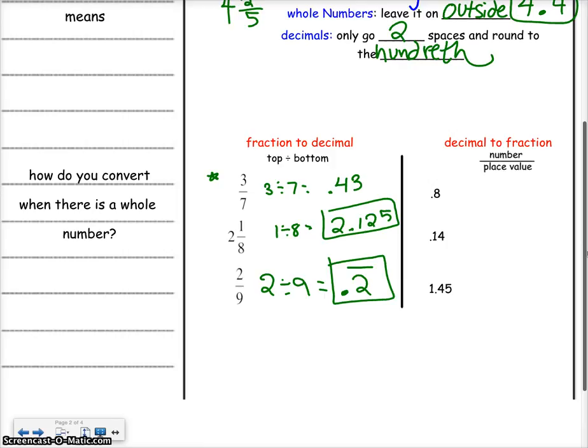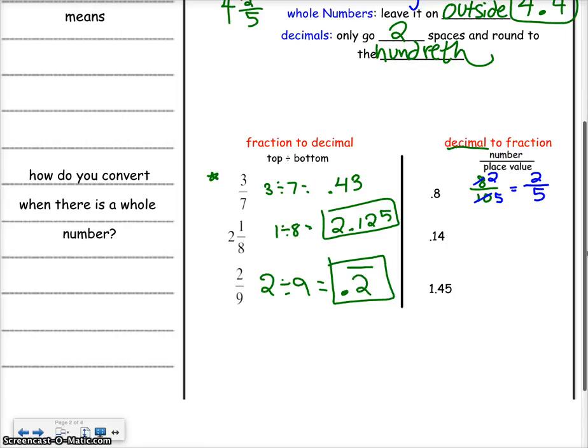Second form today, you need to convert from a decimal to a fraction. And here's how. You put the number over the place value that it represents. Okay? So 0.8, my number is 8. My place value is 10. Then you simplify. You don't have to be told to simplify, you just always simplify. 2 fifths. Number over place value.